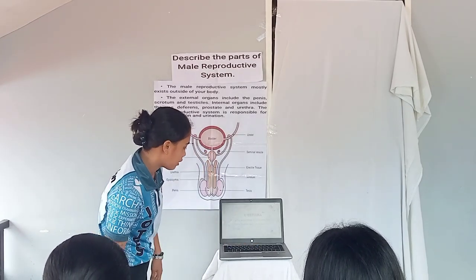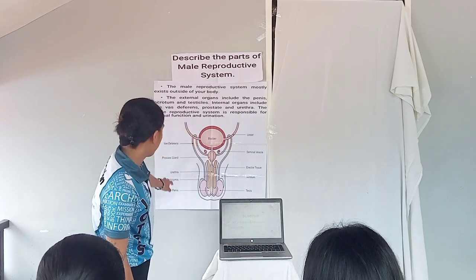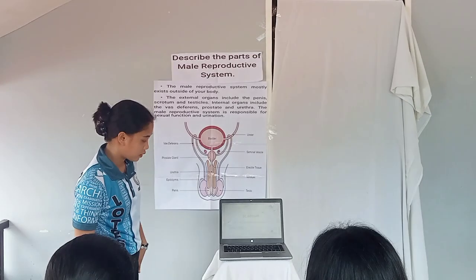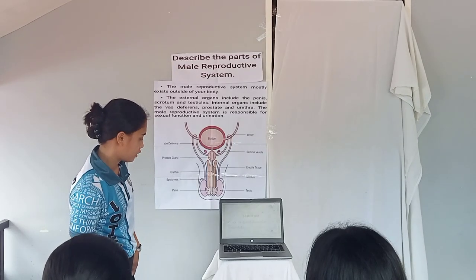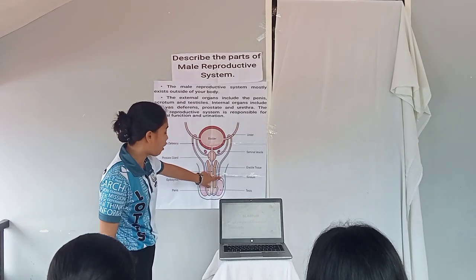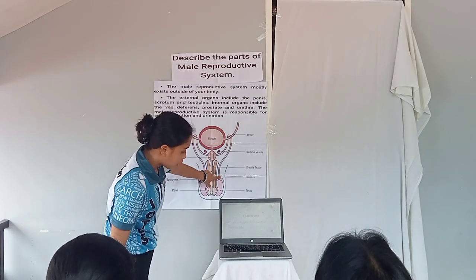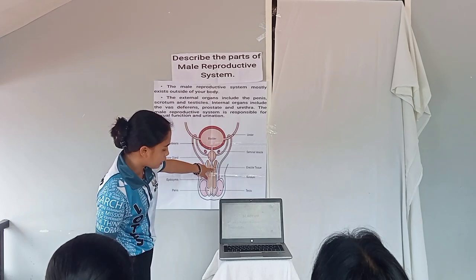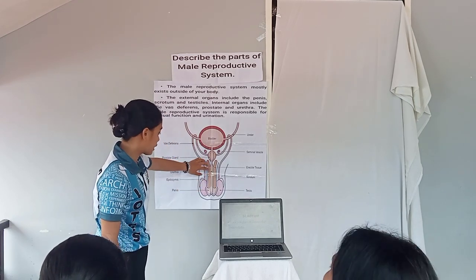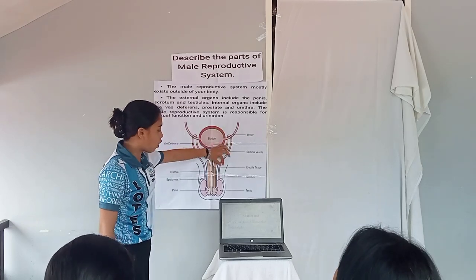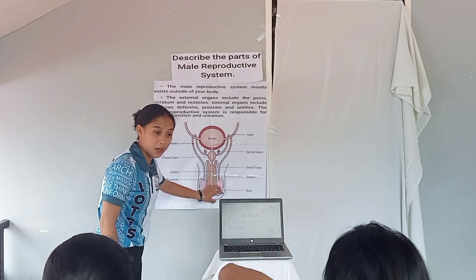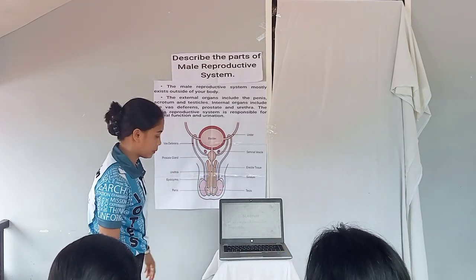Next part is, can you read, class? Scrotum. Scrotum is a pair of pouch-like sacs that contains the testes. This scrotum is found in the upper part of the testes. So the scrotum holds the testes, or the egg part of the male reproductive system.